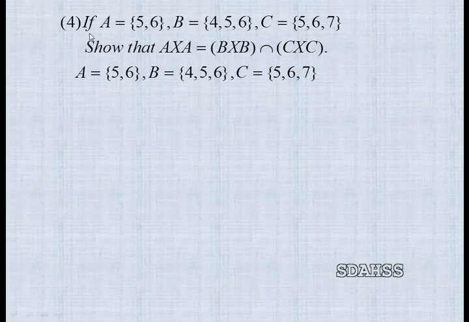Fourth sum. If A is equal to the set {5, 6}, B is equal to the set {4, 5, 6}, C is equal to the set {5, 6, 7}. Show that A cross A is equal to B cross B intersection C cross C. Here 3 sets are given to you. The first set A is equal to {5, 6}, the set B is equal to {4, 5, 6}. Set C is equal to {5, 6, 7}.